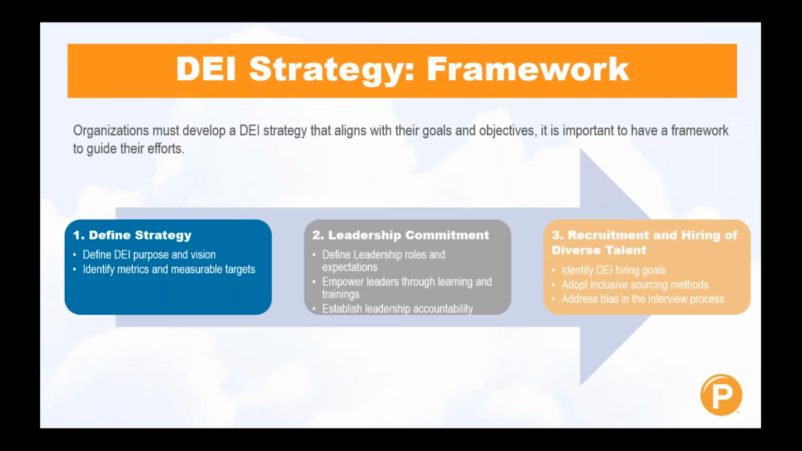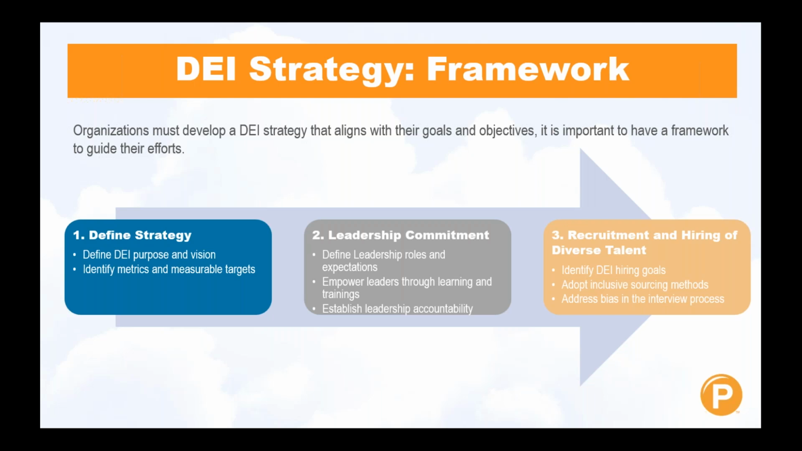So let's review a DEI strategy framework now. In order, organizations must develop a DEI strategy that aligns with their goals and objectives. It is important to have a framework to guide their efforts. The same way we have a company business plan or a COVID prevention plan, we need a DEI strategy in our workplace. So first and foremost, as with any strategy, we need to define what the strategy is, define the DEI purpose and vision, and identify metrics and measurable targets. How will we know if we are successful?